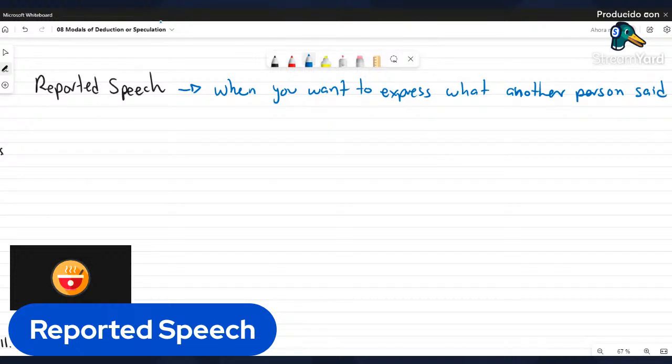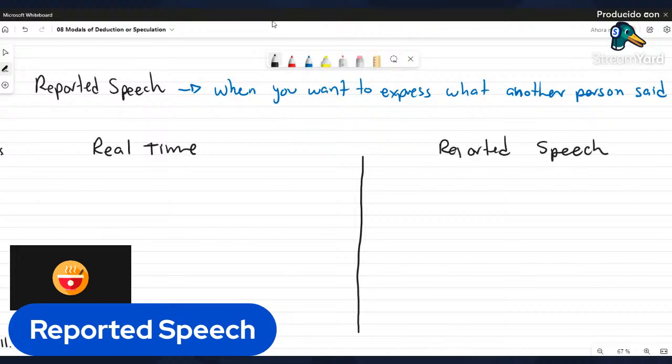Anyway, let's first of all suppose we have here, I'm gonna make another divisor line in the center so we can identify the indirect speech. And in here, let me write real time. This is what the actual person said in that moment, real time. And on the other side, we have the reported speech. So we have reported speech and real time.